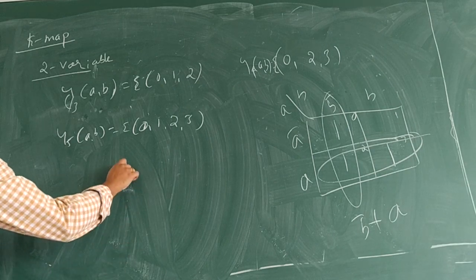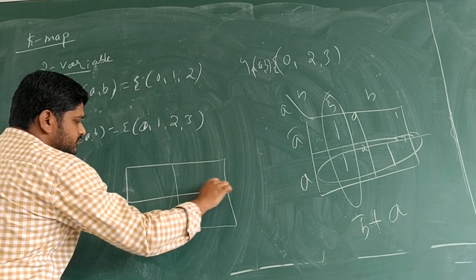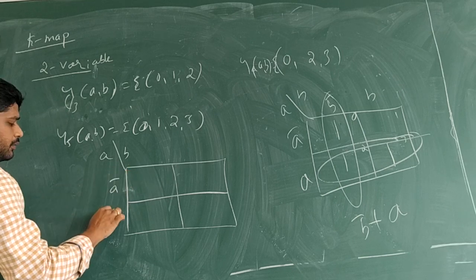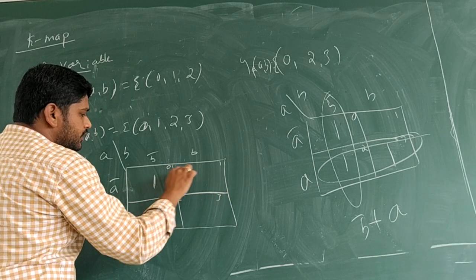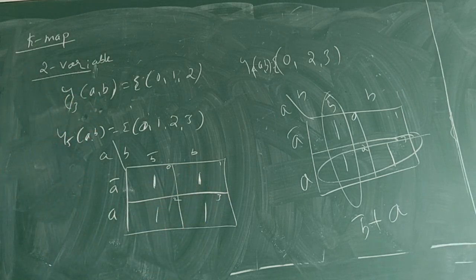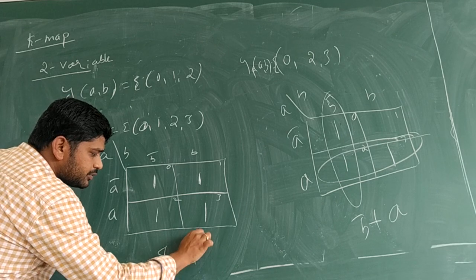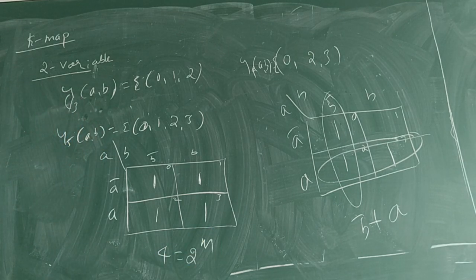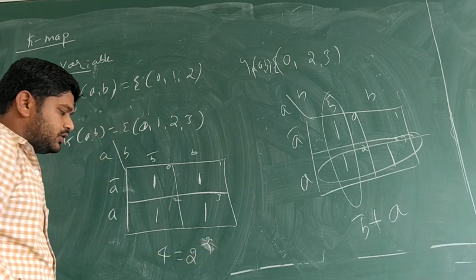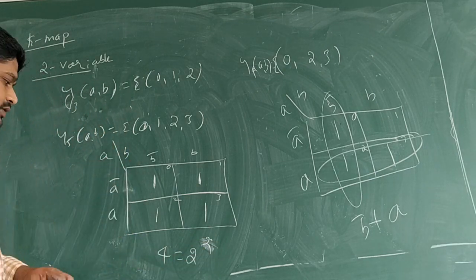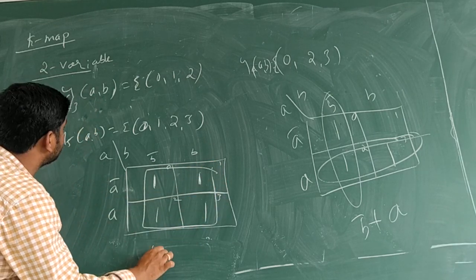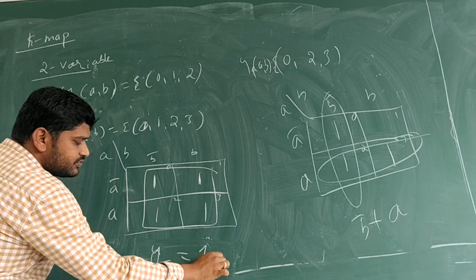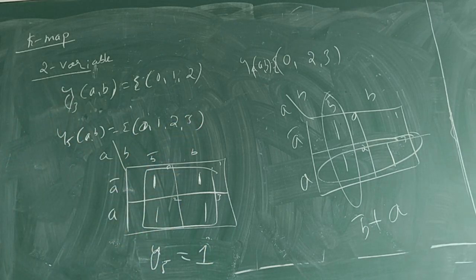Okay, so now what should be the answer for the last problem, Y5? See here, A, B, A bar and A, B bar and B. So 0, 1, 2 and 3, all ones. So how many ones are there? 4. So that means 2 raised to m. Yes, it is possible. What is the value for m? 2. Okay, that means we can put all 4 in the same cover. That time what happens? See, all 4 are 1. Hence, Y5 is always 1. See, for all combinations it is 1. Hence, it is always 1. Okay, thank you.